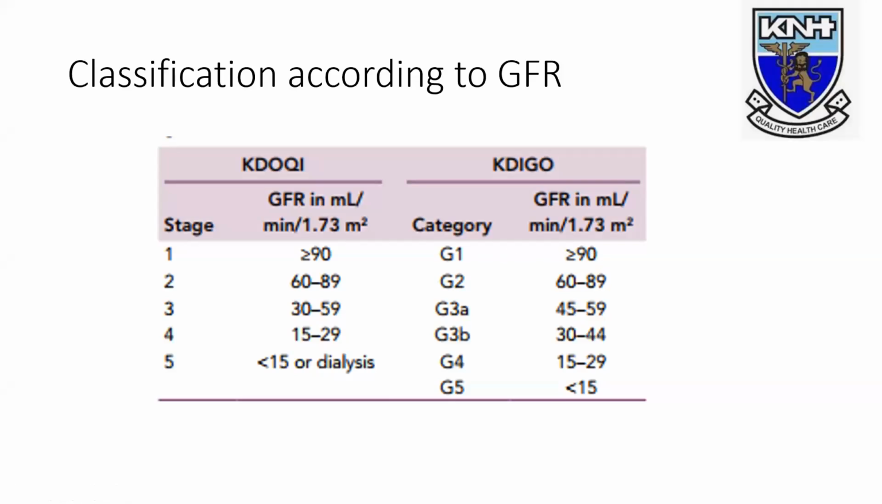Stage 3A, GFR 45 to 59. Stage 3B, 30 to 44. Then stage 4, GFR 15 to 29. And stage 5 is what is called renal failure: any child who has a GFR less than 15, or any child who is on hemodialysis for a duration of more than 3 months.